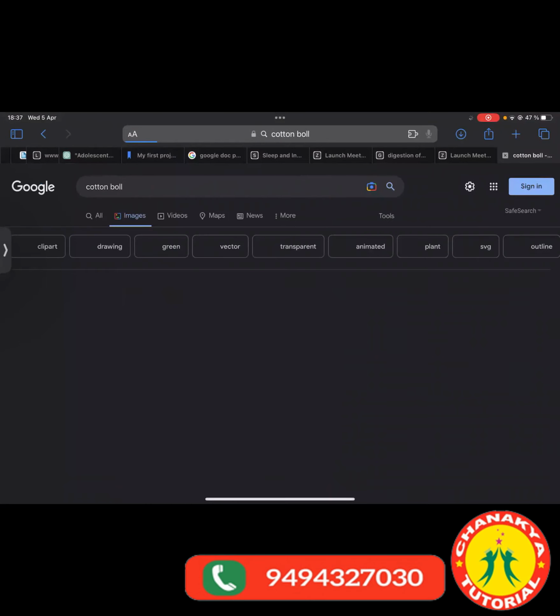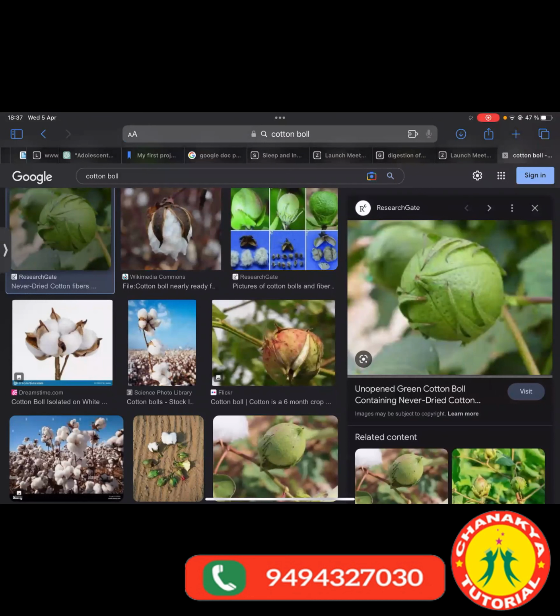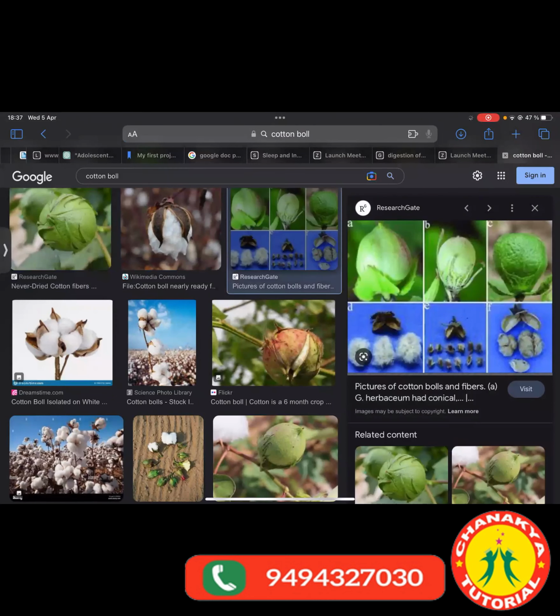So you can see this is the cotton boll. Look at the first image. It looks like a lemon, right? But it's not a lemon. So this is how it looks, and this is how it hatches open.